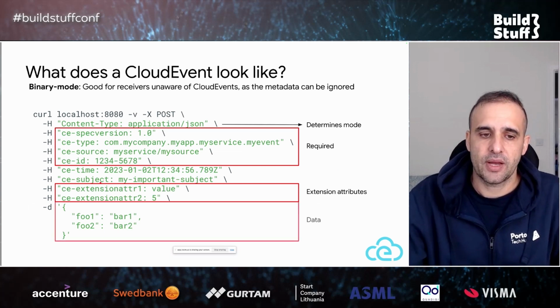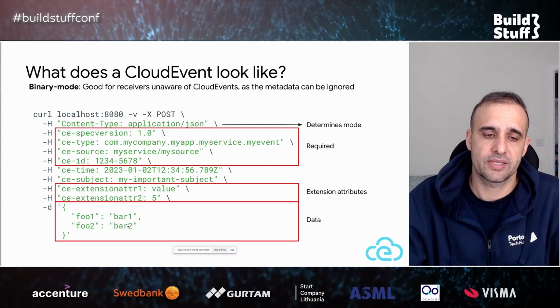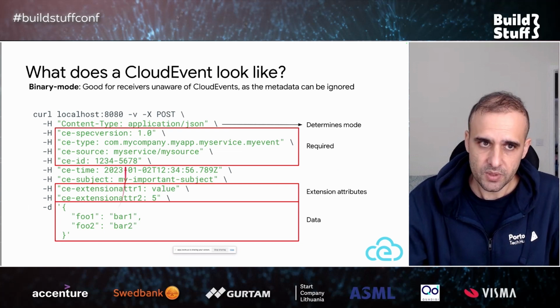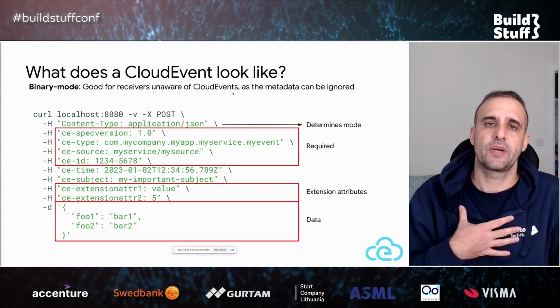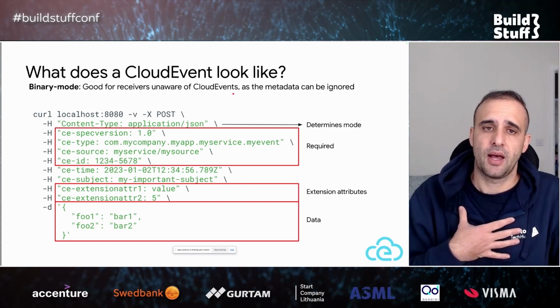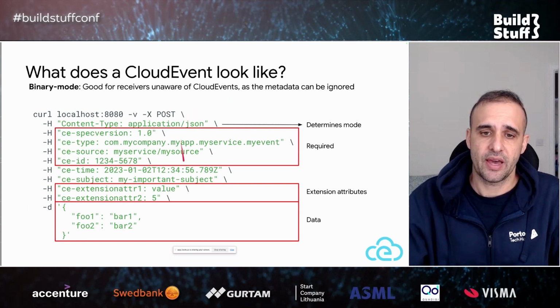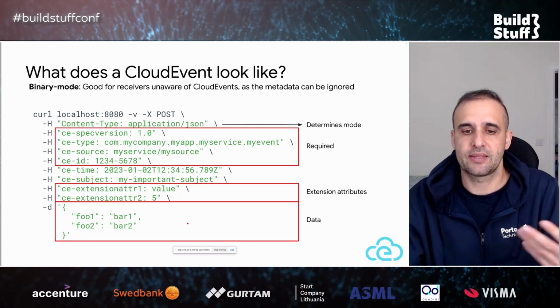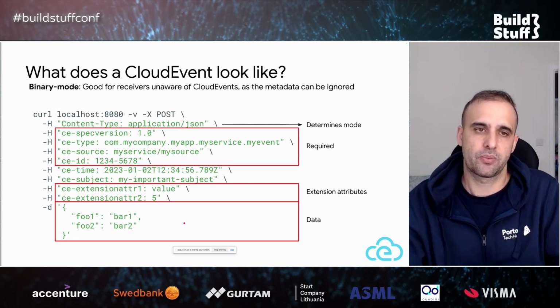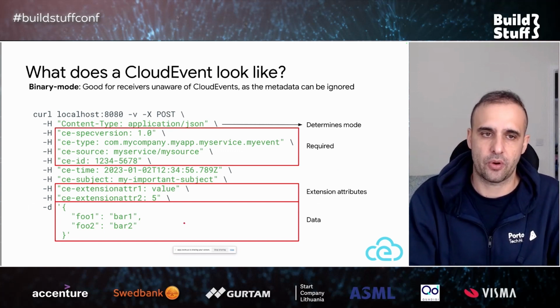And then finally, you have the body of the event as data. So whatever you want to send, you send in the body. Now, binary mode is good for receivers unaware of Cloud Events. So let's say you're a receiver, but you don't understand Cloud Events yet. It's good for that because everything is in the headers. So if I don't understand these headers, I can just ignore them and I will still get the payload. Okay, so that's what people typically choose binary mode for.